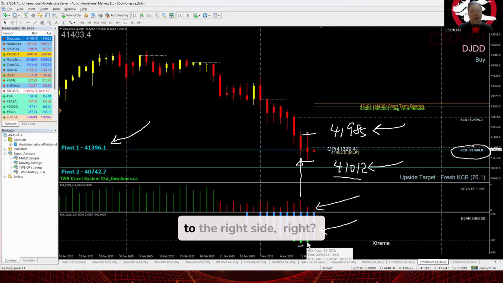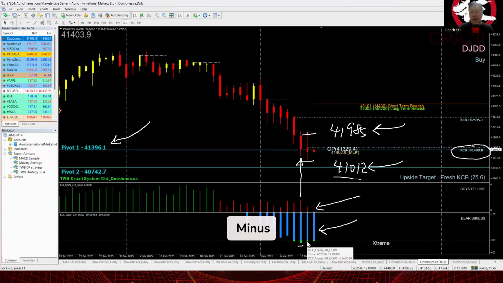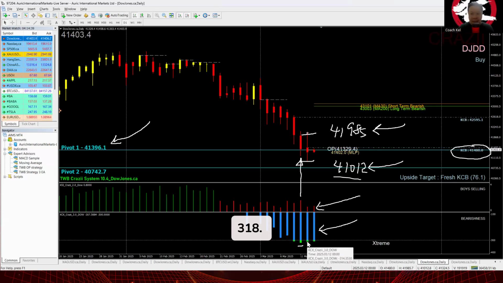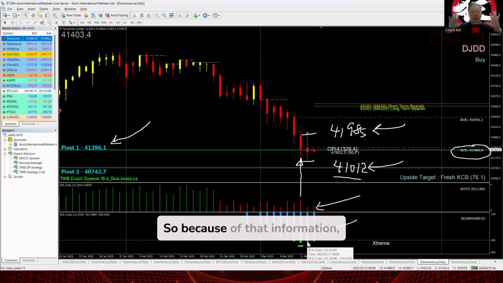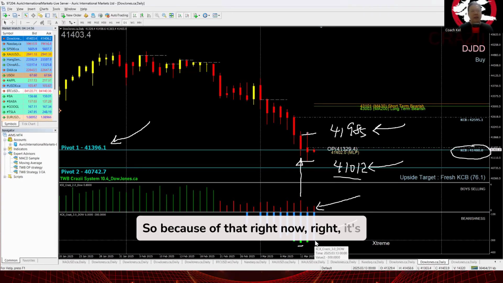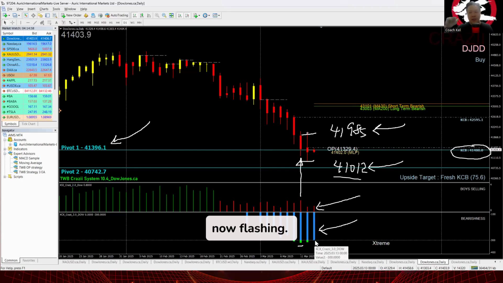Then you move your mouse to the right side. Over here, you see the number is, must be very precise, minus 314. That means that the day before was minus 318. Yesterday was minus 314. So because of that information, I know that today the market may be going up. That is the information of the KCX that you need to utilize to make money from the market. Got the idea now? Right now it's actually at minus 300, flashing.